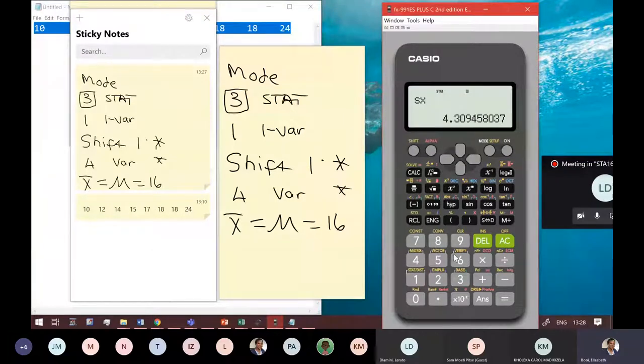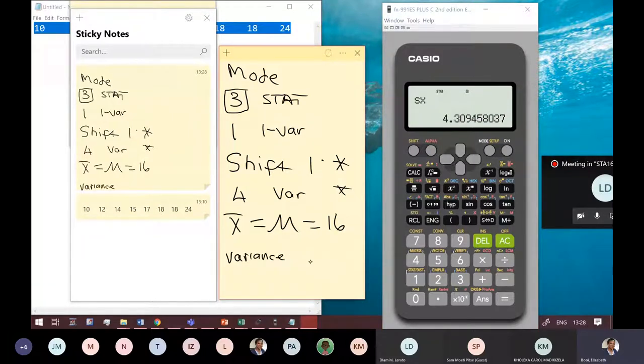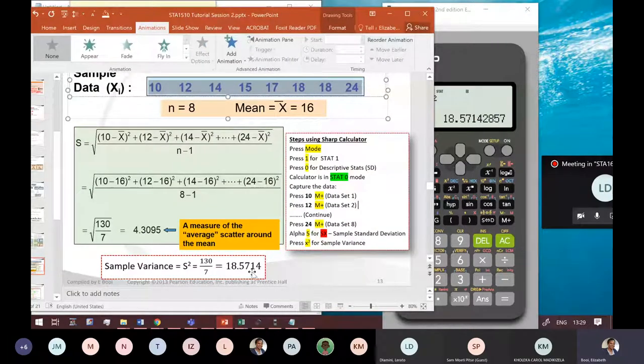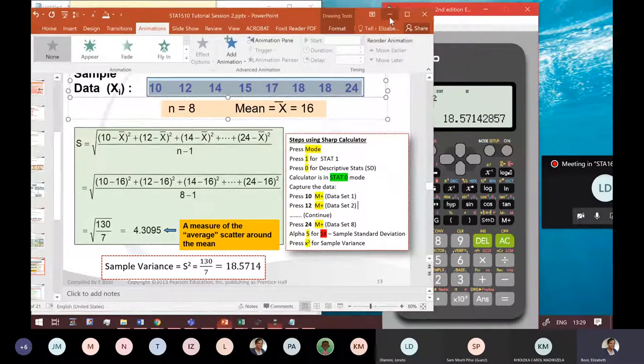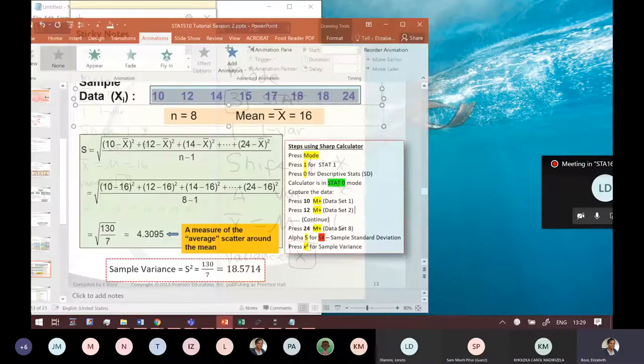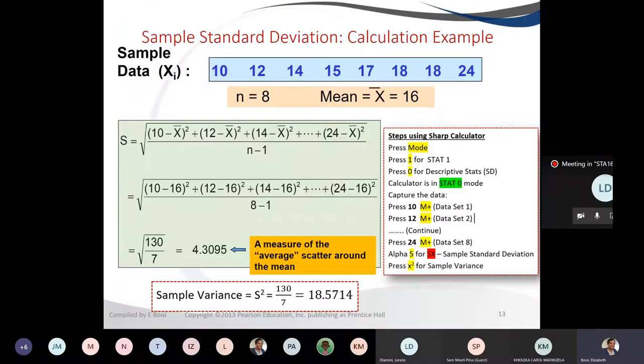Similarly, if we want to calculate the variance, we'll have to use the X squared button, which is this button here. To calculate the square of the standard deviation, the variance, we just press X squared and it will square the answer. Press equal, and it will give us the same as what we had, 18.514. And that is how you use your calculator to calculate the mean and the standard deviation.